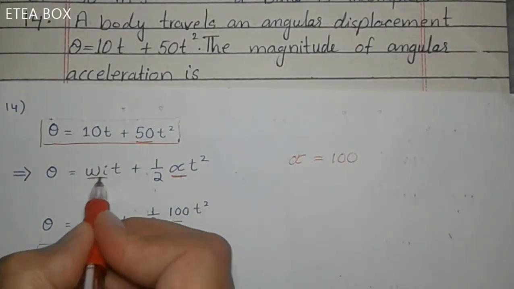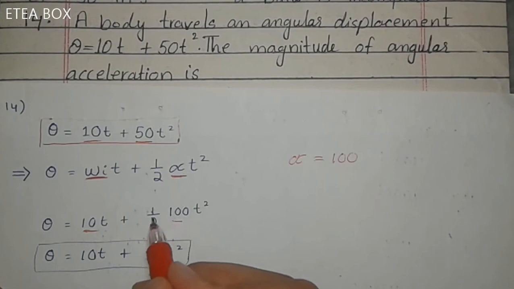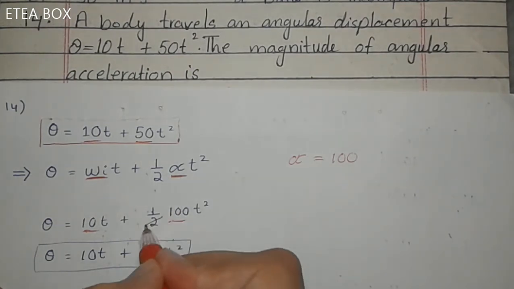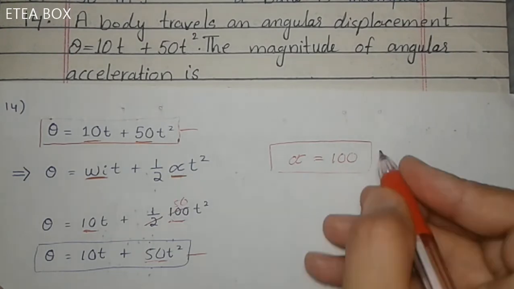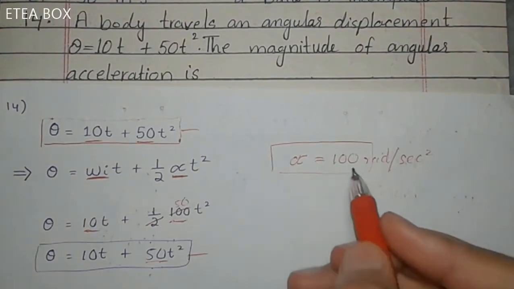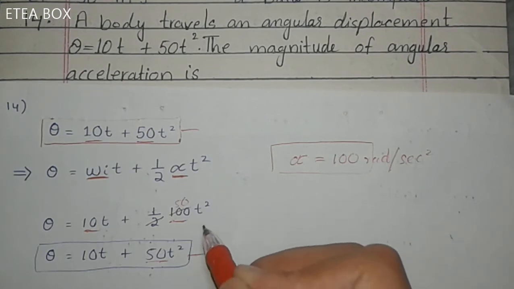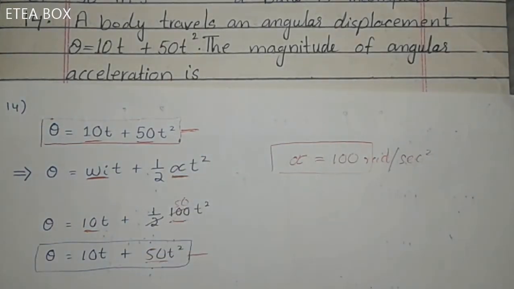Okay, listen, the initial angular velocity is 10. Now put here 10t plus half, and in place of angular acceleration we will put 100. If 2 ones are 2 and 2 50s are, then look, 50t square, this one and this one become the same. So it means that angular acceleration must be 100 radian per second square. Okay, so you have to think like that. The options will be given like a is equal to 50, 100, 150. Now you will have to choose the option which is suitable for a. Now the answer is 100 radian per second square.